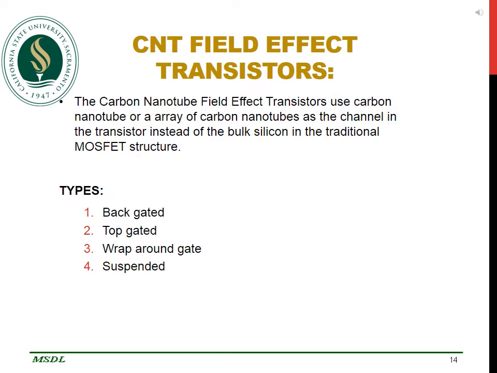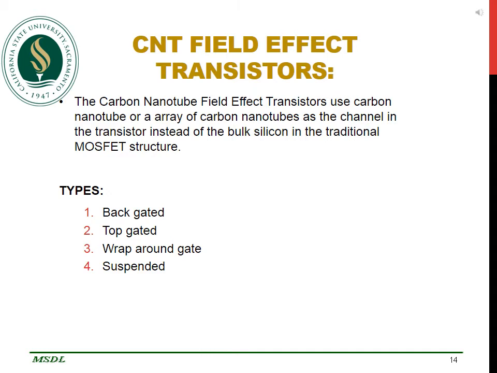Now let's talk about CNT field effect transistors. The CNT FETs use carbon nanotubes or an array of carbon nanotubes as a channel instead of the bulk silicon in the traditional MOSFET structure. There are different types of CNT FETs. They are backgated, where high contact resistance is present and it is difficult to switch devices on and off at low voltages. There are top-gated CNT FETs, where the structure is similar to the conventional MOSFETs.